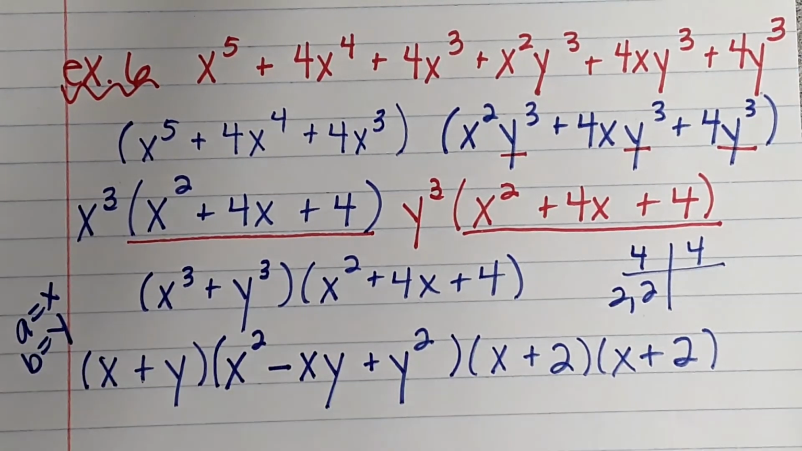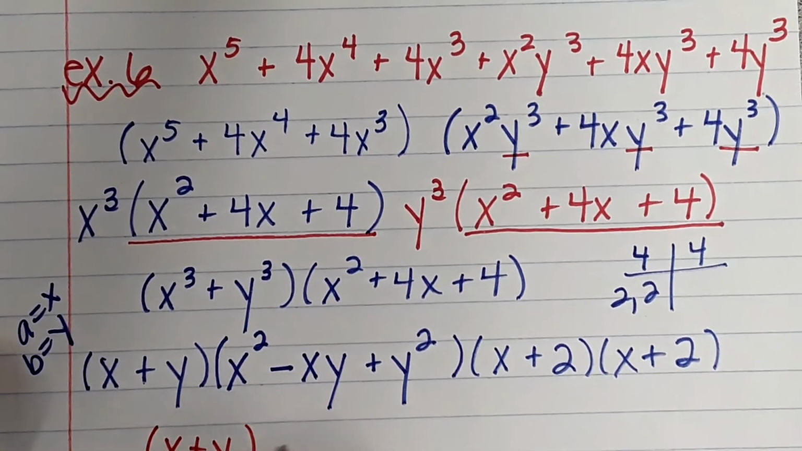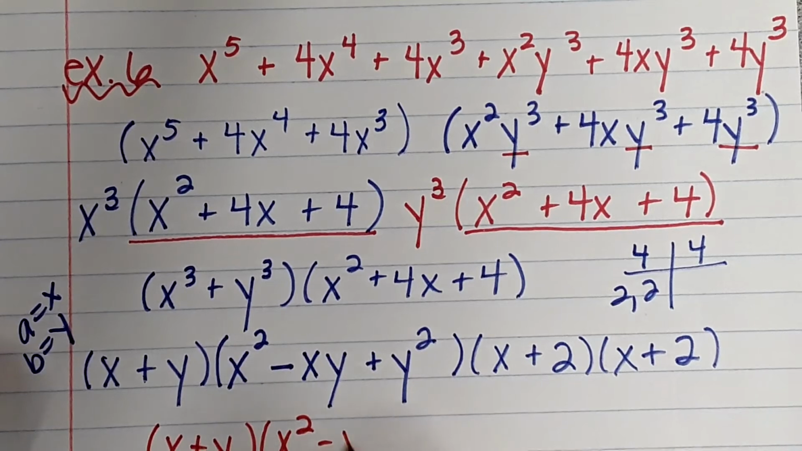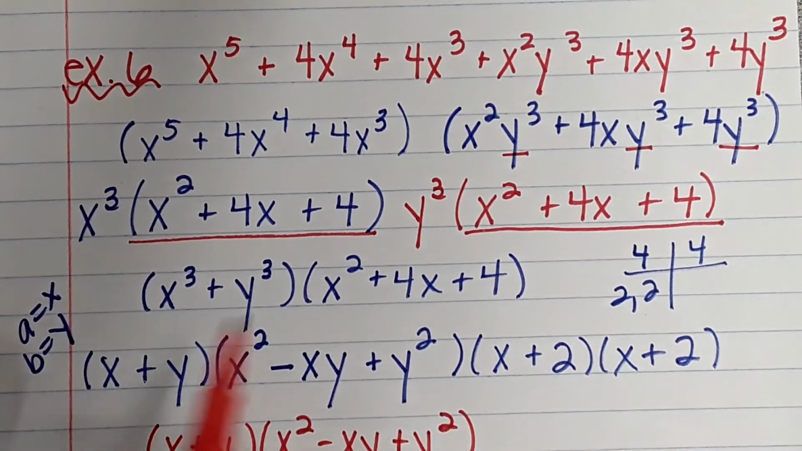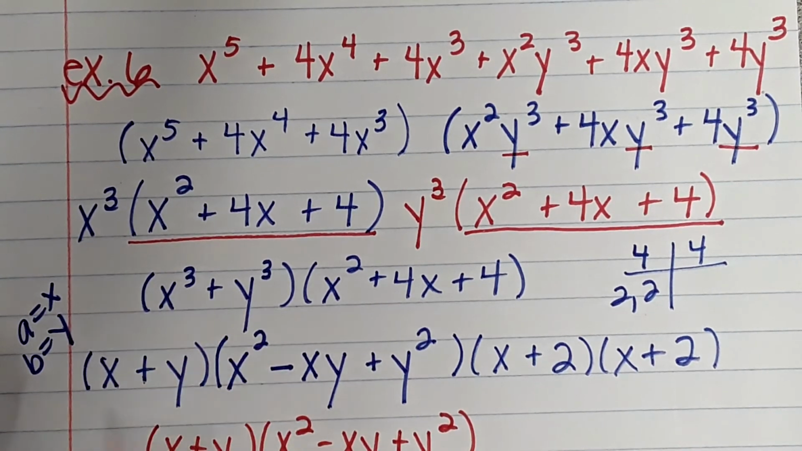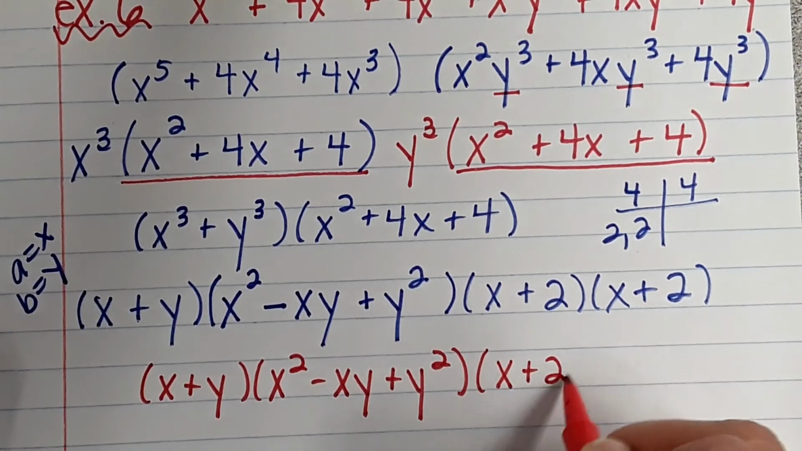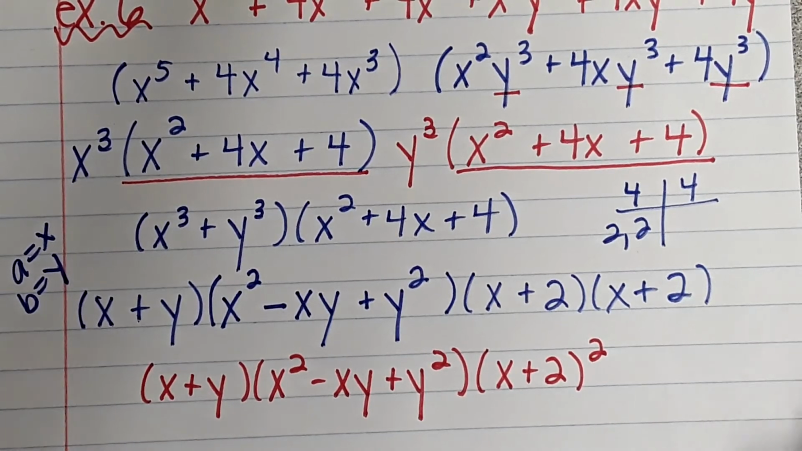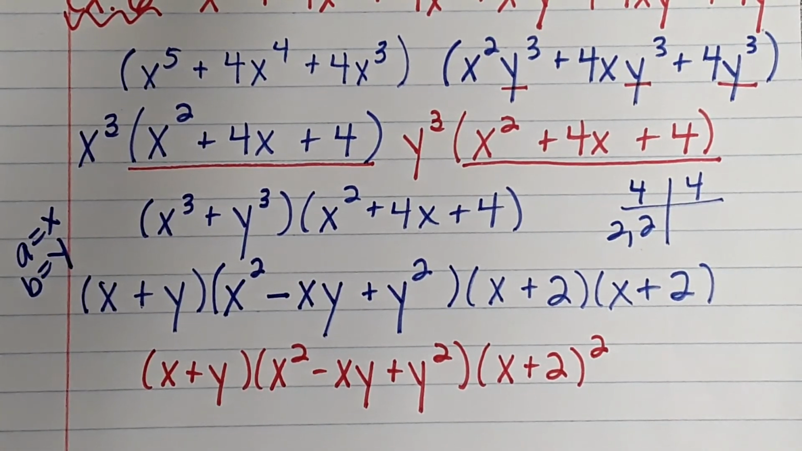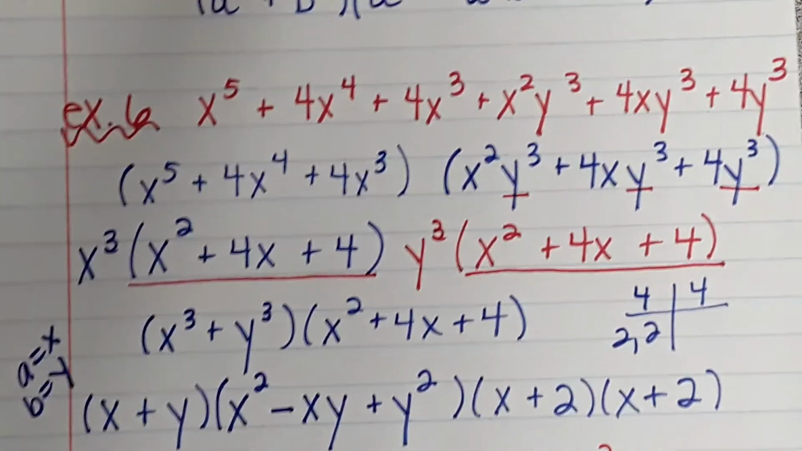Okay, so that is our final answer. The only thing that would probably even be better is if you wrote it x plus y times x squared minus xy plus y squared. So you guys, we got that again, from x to the third plus y to the third. And then the only thing is this would be x plus 2 squared. You don't have to do that, although if you have Miss Zagolski next year, she would love if you wrote it like that, or Mrs. French Adams. So that is all of example 6.